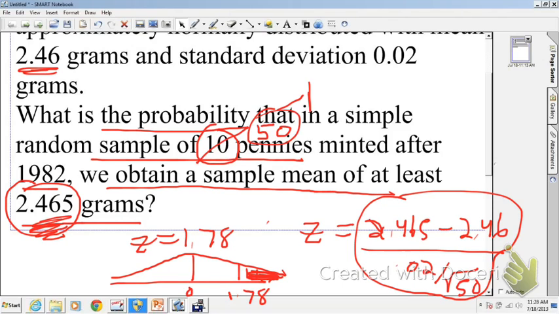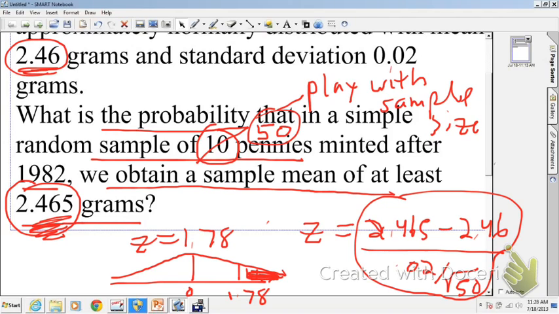So, big note to self, try playing with the sample size. Play with sample size to see how having a larger sample size affects the probability of you obtaining a certain sample mean that is different from the proposed population mean. Okay? Good luck.